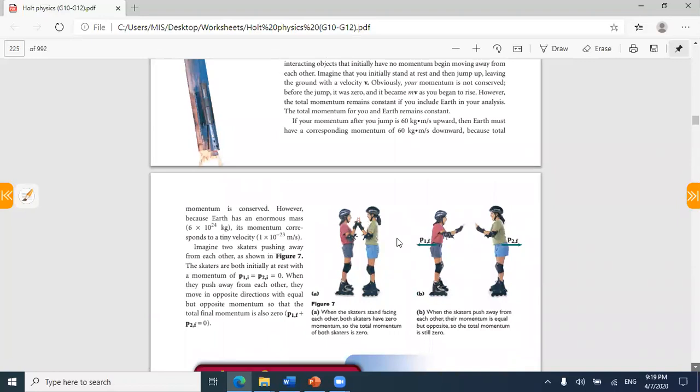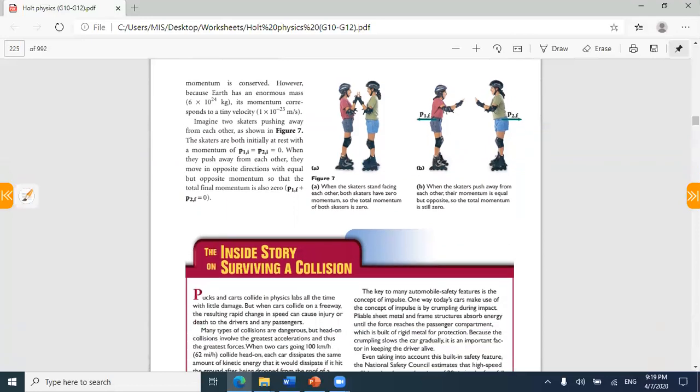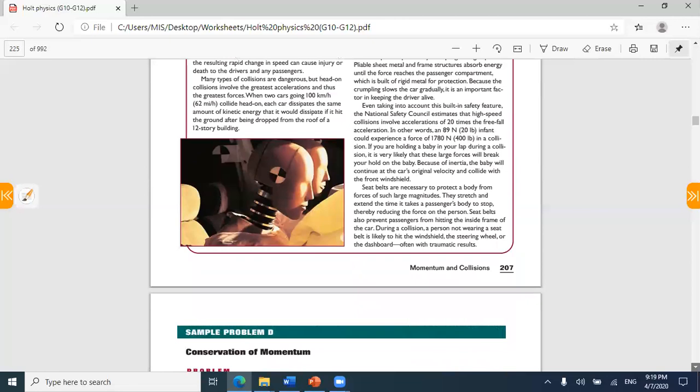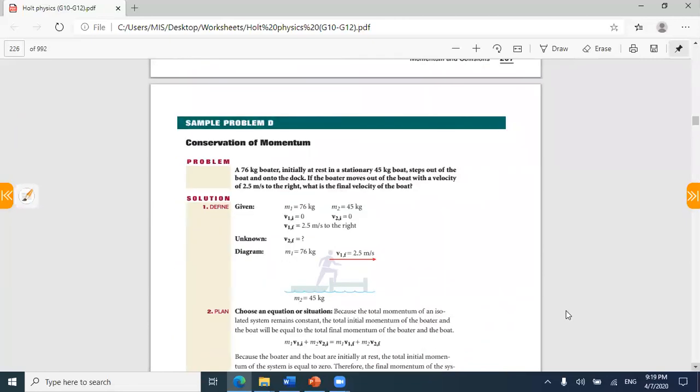Here, what we were saying is, if everything starts from rest, like two persons pushing away from each other, then for sure we are going to get minus m1 v1 final is equal to m2 v2 final, which means the two objects have to go in opposite directions. Now, the sample problem is on page 200.